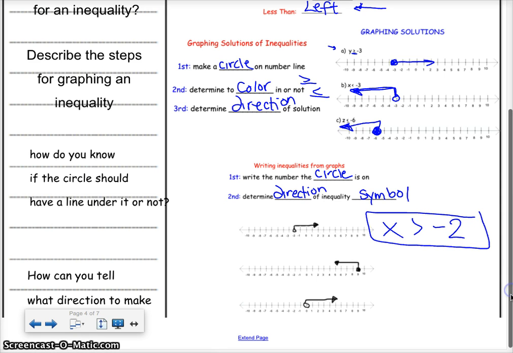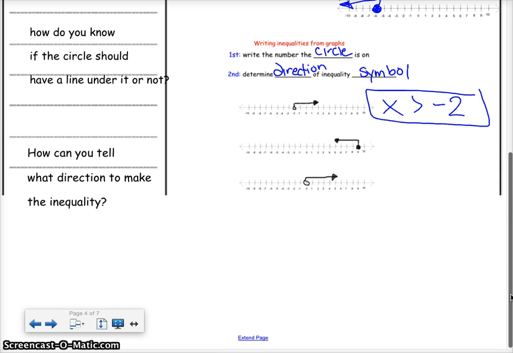Okay, so the next one, I see that my circle is at 9, so I always write my variable, and it doesn't have to be x. You can make your variable anything you want. Maybe you want it to be y. And then you write the number that it's at, 9. It looks like I was getting smaller than 9, so less than. It's colored in, so I put a line under it. Y is less than or equal to 9.